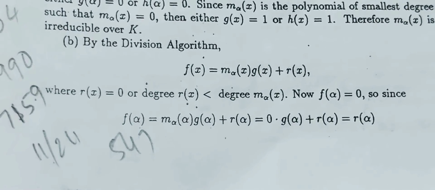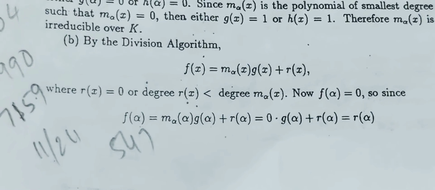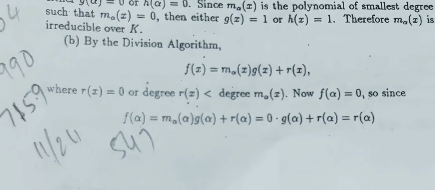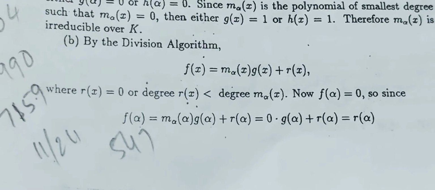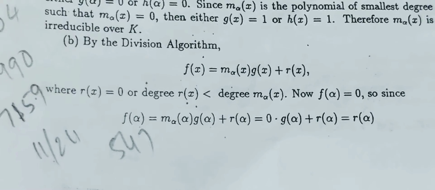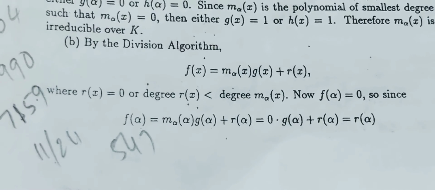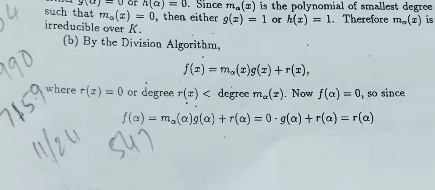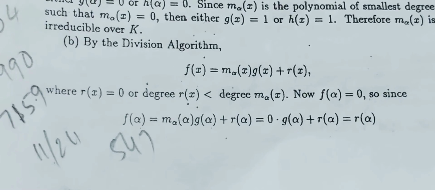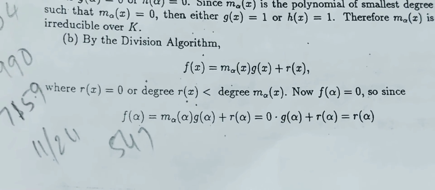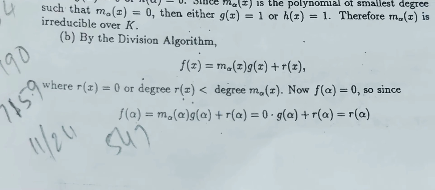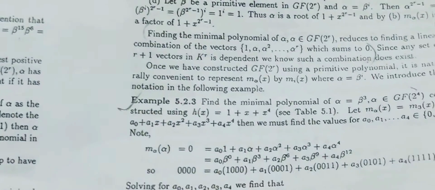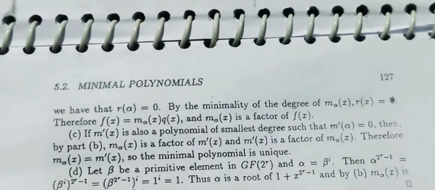f of alpha and r of alpha cannot both be equal to zero unless r is zero. So r of x must be what? It must be 0, because the degree of r of x is less than the degree of m alpha of x, which would contradict that m alpha of x is a minimal polynomial. So r of x must be 0. When r of x is equal to 0, f of x is equal to m alpha of x into g of x. That means m alpha of x is a factor of f of x. Okay, this one. And the third one is what?